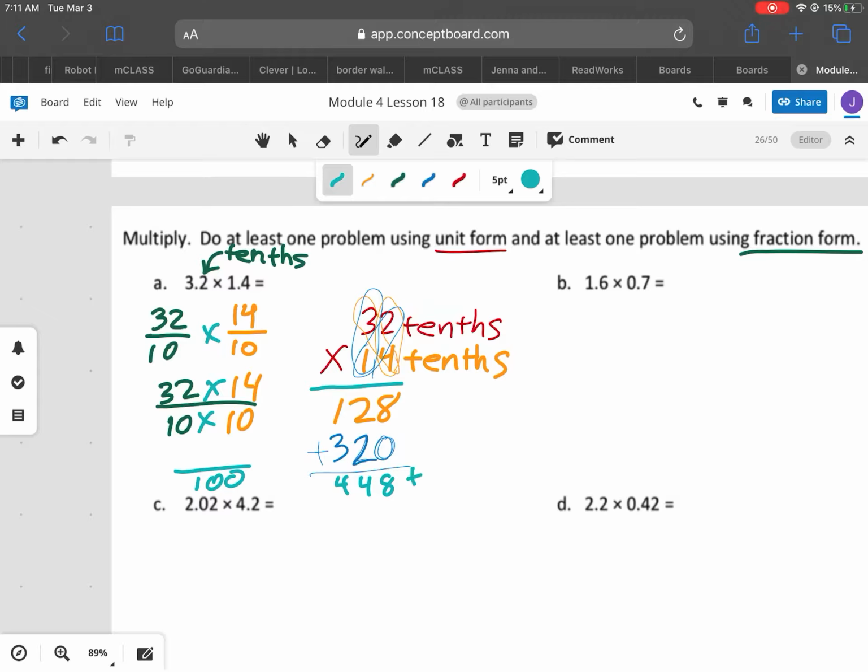And we're going to use our tenths. Oops, sorry, not tenths. 10 times 10 equals hundreds. So tenths times tenths equals hundreds. I'm glad I made that mistake. So now we have, so again, 10 times 10 equals 100, and that's why we have hundreds here. So we're going to have 448 hundredths.